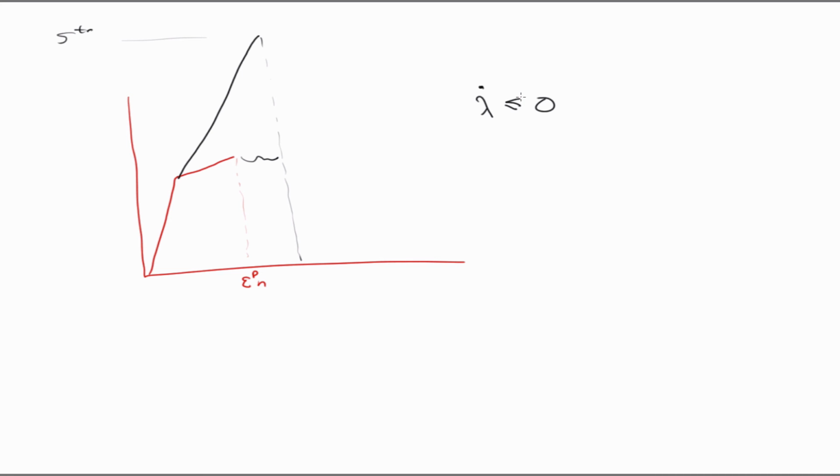The reason you might want to actually evaluate the yield function with the old value of plastic strain is that it does save you a little bit of computational time in the event that you're unloading, and you can determine it immediately.